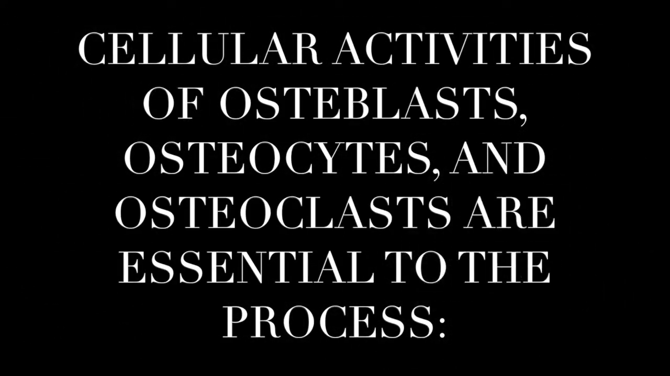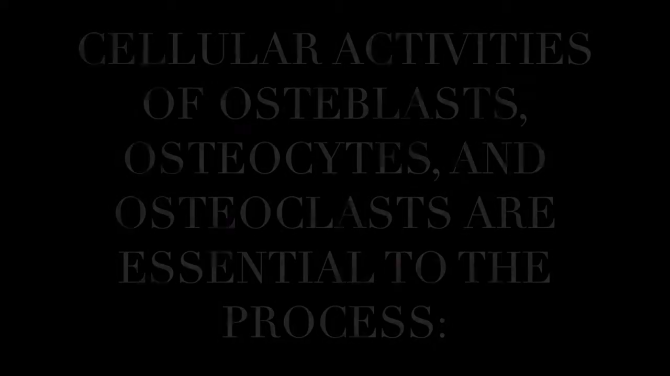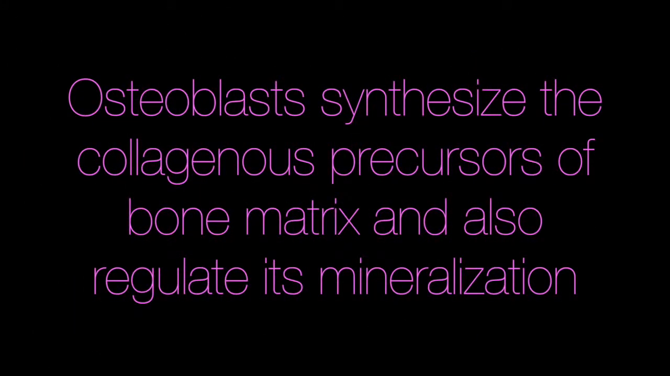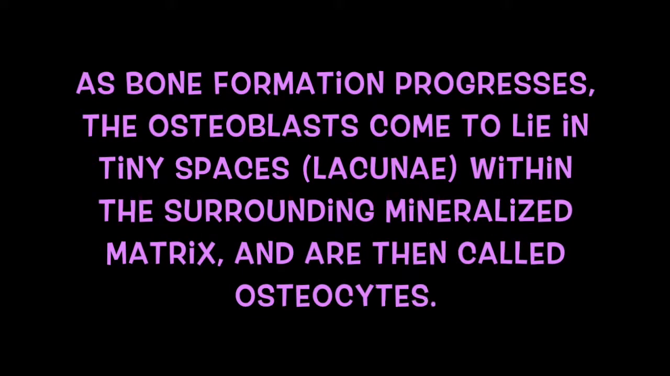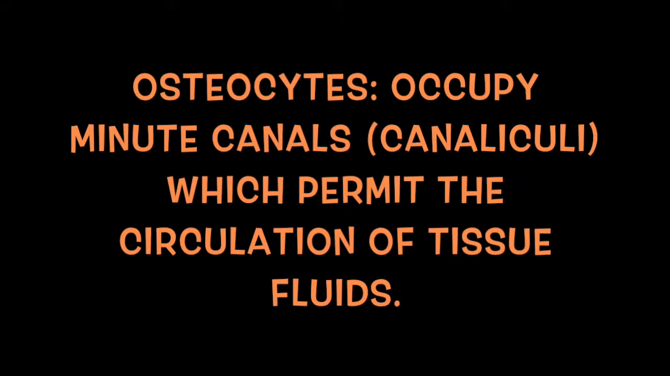Explain bone matrix formation and resorption. The cellular activities of osteoblasts, osteocytes, and osteoclasts are essential to the process. Osteoblasts synthesize the collagen precursor of the bone matrix and also regulate its mineralization. As the process of bone formation progresses, the osteoblasts come to lie in tiny spaces, lacunae, within the surrounding mineralized matrix and are then called osteocytes. The cell processes of osteocytes occupy minute canals, canaliculi, which permit the circulation of tissue fluids.